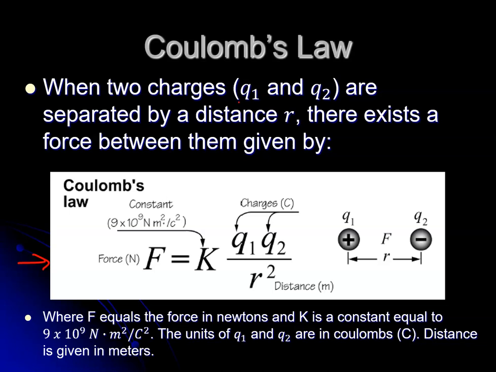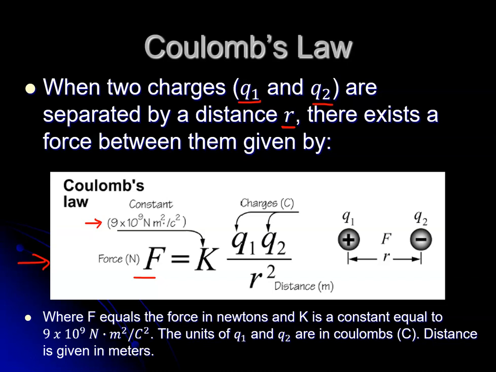So basically, when we have two different charges that we are going to call Q1 and Q2, they are going to be separated by a certain distance, that's going to be r. There's going to be a force between them. And so to calculate that force, we have a constant, which is called Coulomb's constant, and this is the number that we are going to use for Coulomb's constant every time. 9 times 10 to the 9, it's a very large number.